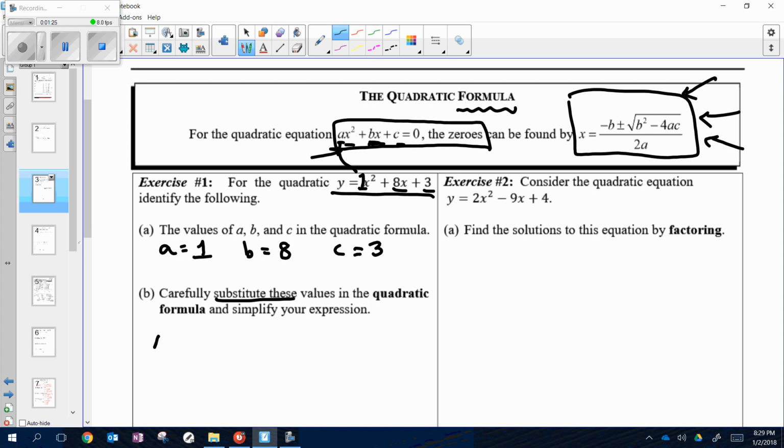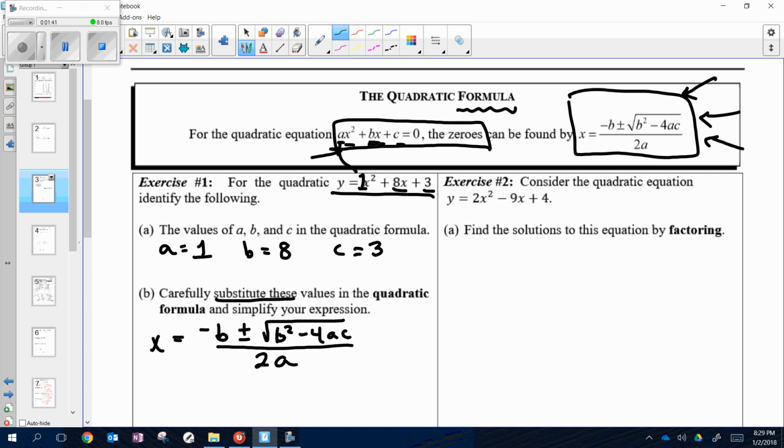Now I'm going to carefully substitute these values into the quadratic formula. So I'm going to write the formula down. x equals negative b plus or minus the square root of b squared minus 4ac, all over 2a.